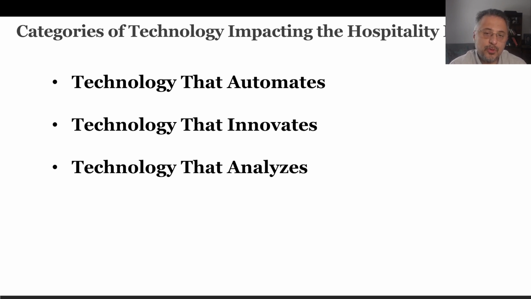The second category the book uses is technology that innovates, where new innovative technologies offer a new service or product that didn't exist before. This actually doesn't happen often in our industry, but there are many innovations also coming up. For example, smart door locks, robots, we always talk about, right? Even though it's not something new, mini refrigerators automatically count what is taken from the refrigerator and bill the guest room automatically, and more. And the last category, technology that analyzes.